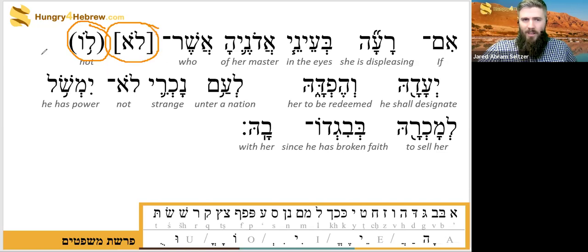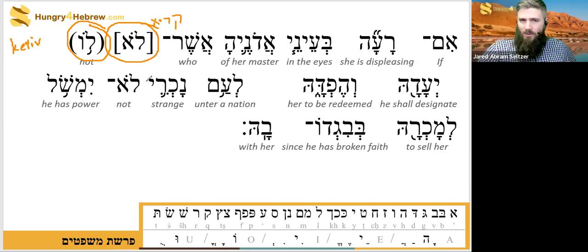The way it's written is called the ketiv. You can see katav in the root, and the way that you're supposed to read it is called the kri. You just write it in Aramaic. Kri. So you're going to read it as lo, even though it's literally written in this way.